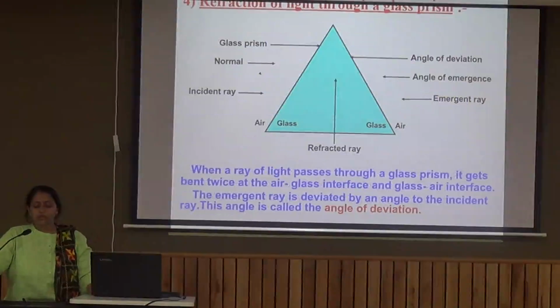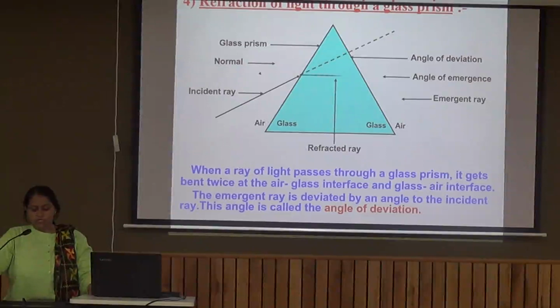Now the refraction of light through a glass prism. You can see a glass prism in the figure. Now when a ray of light passes through the glass prism, you see that it bends twice, first at the air-glass interface and second at the glass-air interface. So the emergent ray is deviated by an angle to the incident ray.